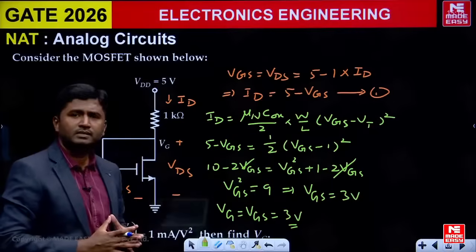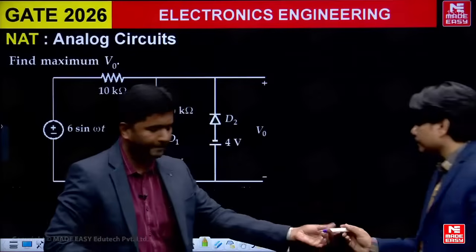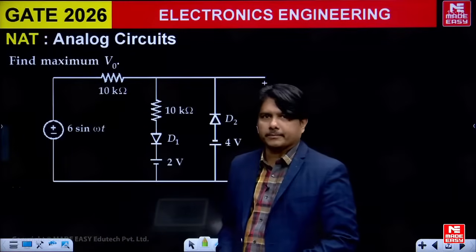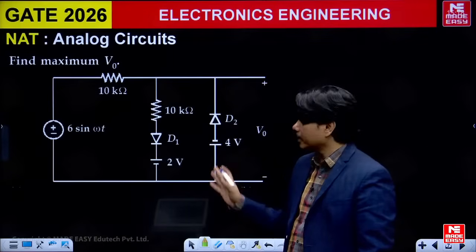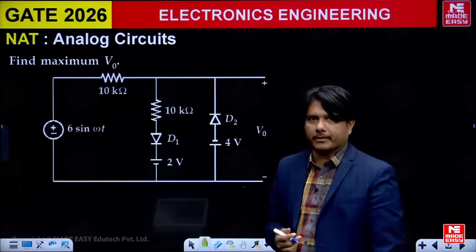Then there are some more questions which Rajkumar sir will discuss. Yeah, thank you, sir. So the next question is related to a diode concept. You can see one diode is downward here, one diode is upward. It's a clipper type of question, and he's asking what is the maximum V naught?